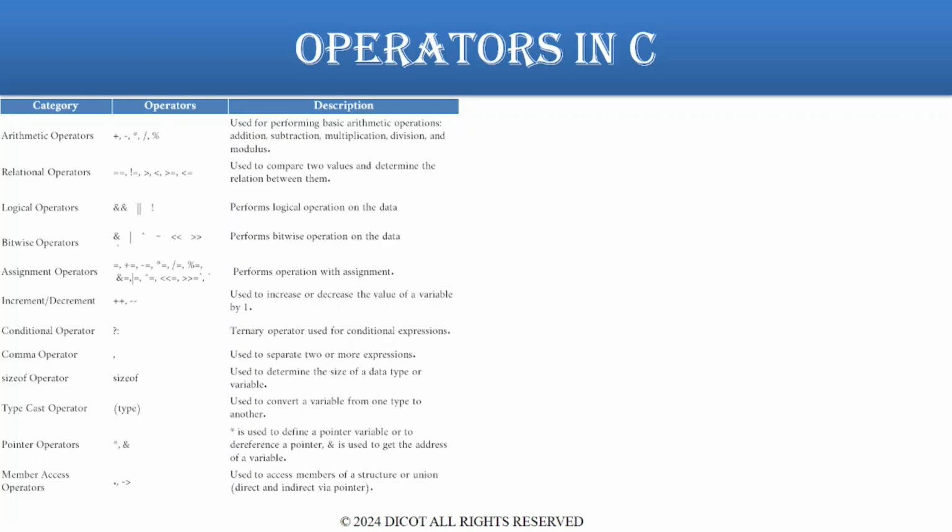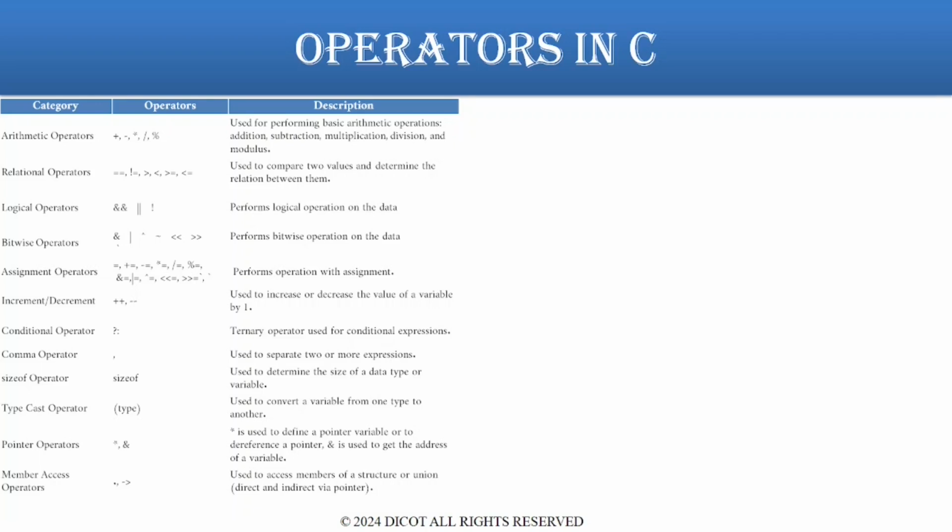Arithmetic operators. They perform basic arithmetic operations between two numbers, like plus for addition, minus for subtraction, star for multiplication, slash for division, etc. Relational operators. They compare two values and return a Boolean result, like equal, not equal, greater than, less than, greater than or equal to, less than or equal to, etc.